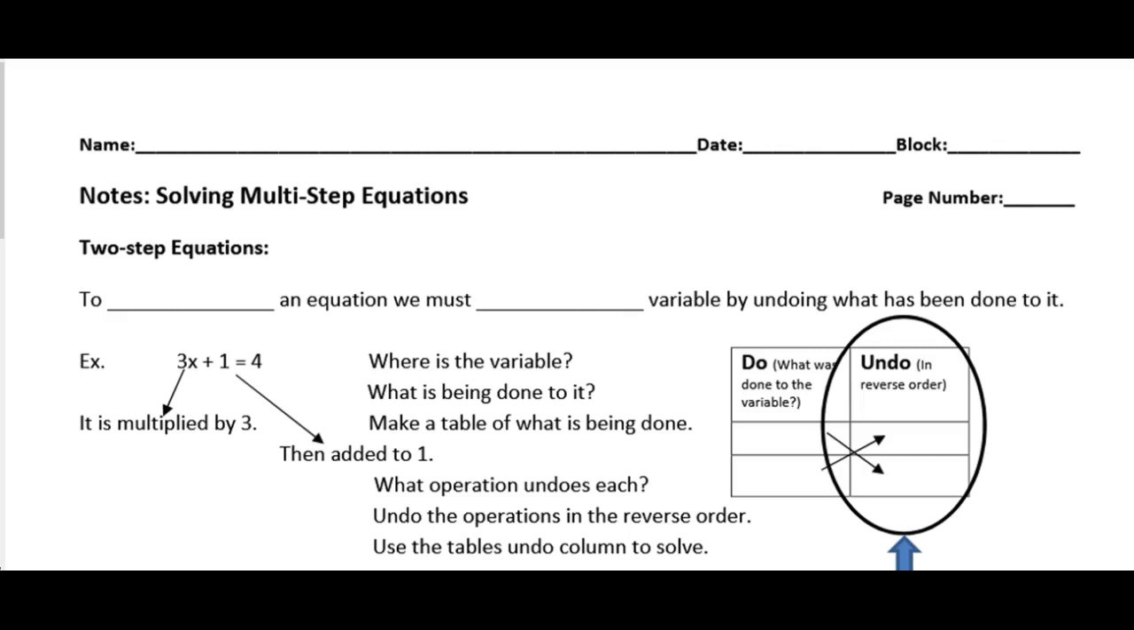If you are struggling with solving equations, and if you're not getting the correct answers, you may want to go back to doing a do and undo chart. So, two-step equations. To solve an equation, we must isolate the variable by undoing what was done to it.